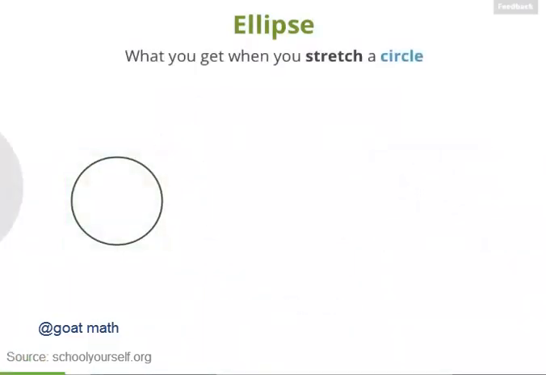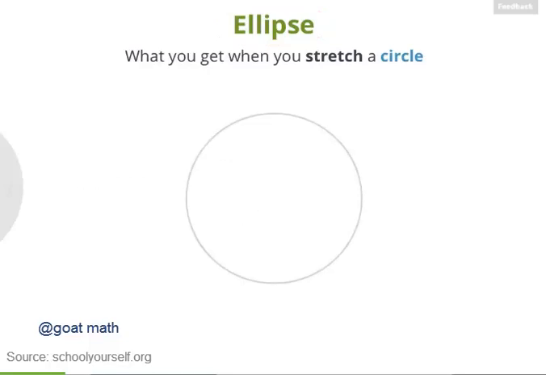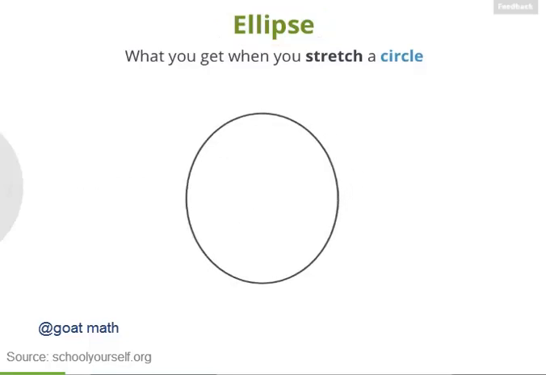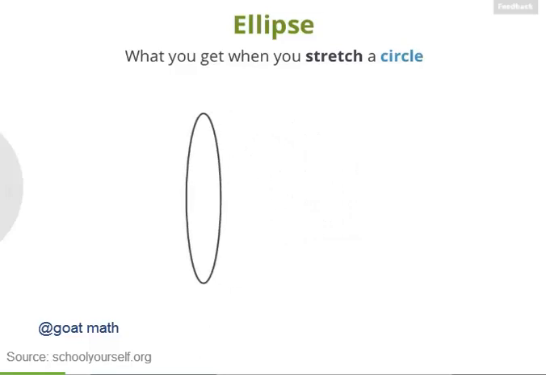Now, an ellipse is a shape you get when you stretch a circle. So let's stretch this circle, and so here's an example of an ellipse. You could also call this an oval, but ellipse is the mathematical name. You can also get an ellipse by squeezing a circle like this. Squeezing it further gives us an even skinnier ellipse.